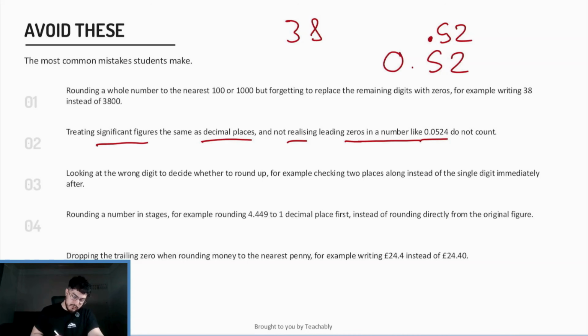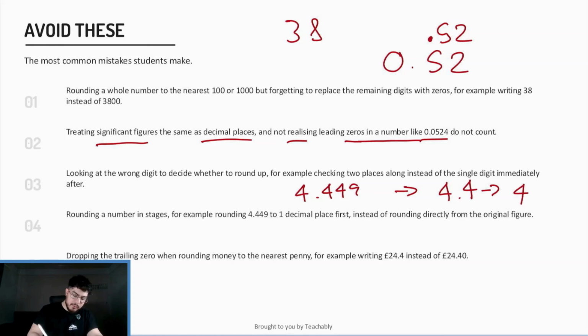Fourth thing to avoid, rounding to a number in stages. For example, rounding this to 1 decimal place first, instead of rounding directly from the original figure. So it's not going to make it easier for you, right? If you had 4.449 and you want to round this to 1 significant figure, you don't need to round it to 4.4 first as 1 decimal place and then take this and go, okay, it's going to be that.